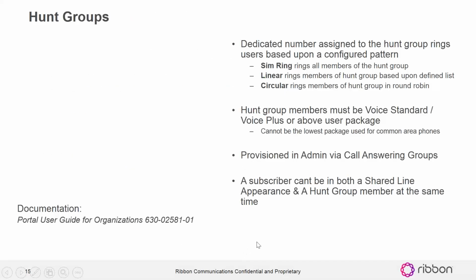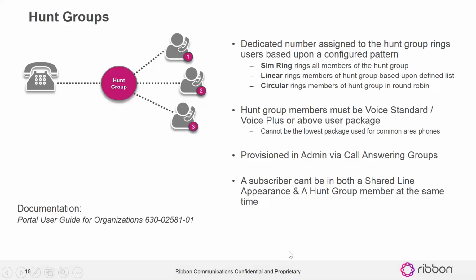Okay, now we're going to transition into Hunt Groups, and Hunt Groups itself has a lot of content here too. There's documentation on the portal user guide for organizations and setting this up, but a Hunt Group has several different types. One is sim-ring to ring all. One is linear, so it'll go down a list, and another is circular, so it does it in a round-robin fashion. And because we don't charge for Hunt Groups, in order to be a Hunt Group member, you have to at least be in that Voice Plus package or higher. And these are provisioned not in the subscriber area, but in call answering groups.